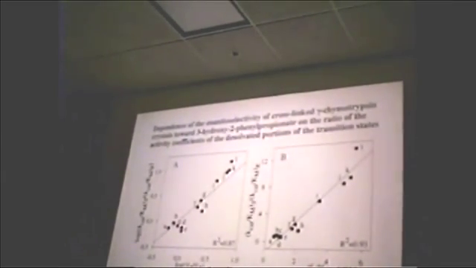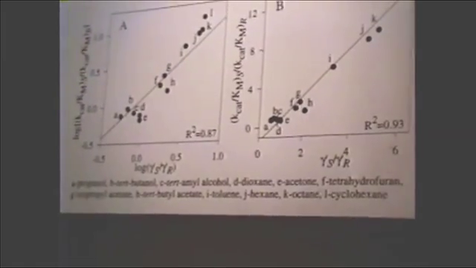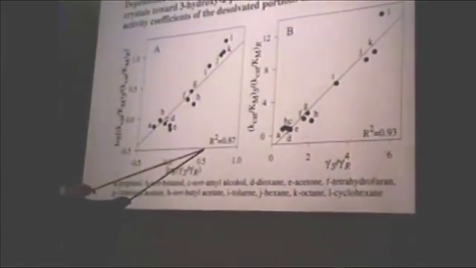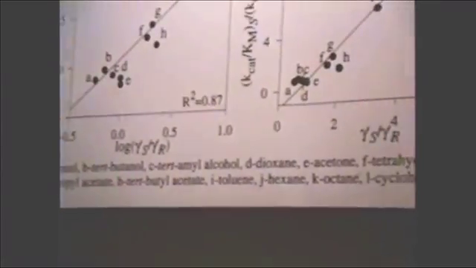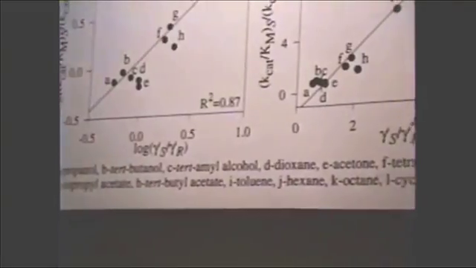Let me first bring your attention to the left figure here. So this is exactly the dependence of enantioselectivity on the ratio of thermodynamic activity coefficient in double logarithmic coordinates. And you can see that actually it looks decent. In fact, the correlation coefficient here is 0.87. Now, I have to say that I myself, when I see folks plotting things in double logarithmic coordinates, I sometimes get a feeling that there's something fishy about it.